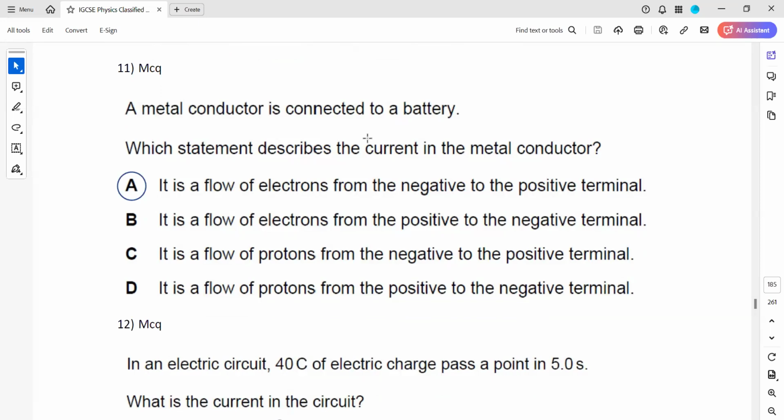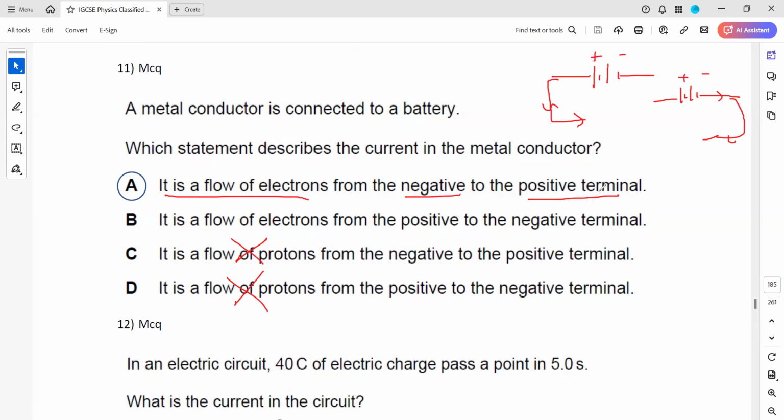A metal conductor is connected to a battery. Which statement describes the current in a metal conductor? So we have two flows. One is the conventional current, which we say is from positive to negative, and the other one is the electron flow, which is from negative to positive. So it cannot be C or D because it's not the flow of protons. So we are left with A or B. It is a flow of electrons, and electrons will move from the negative terminal of the battery to the positive terminal.